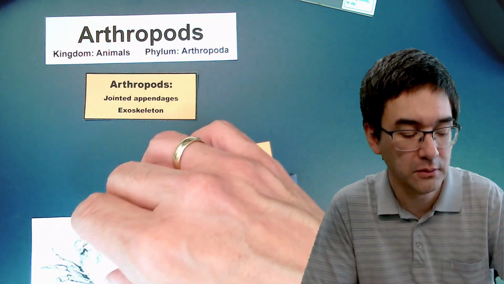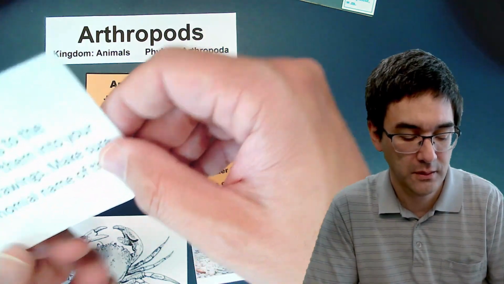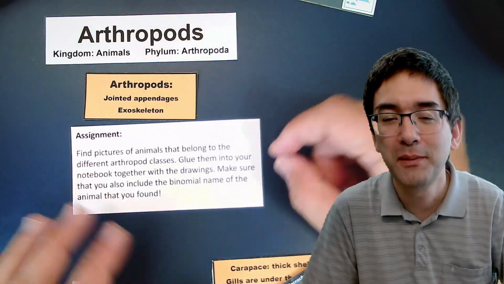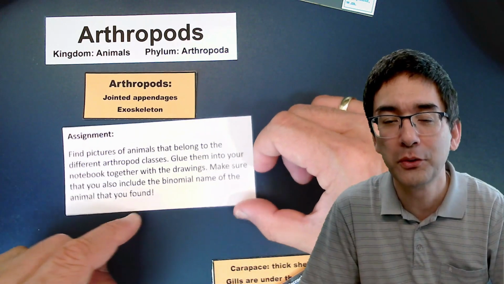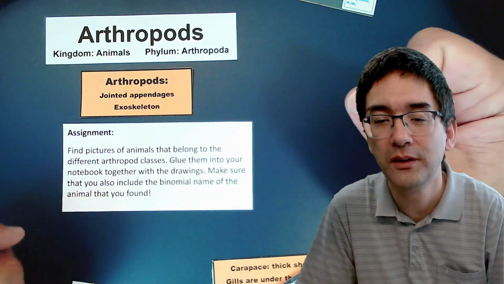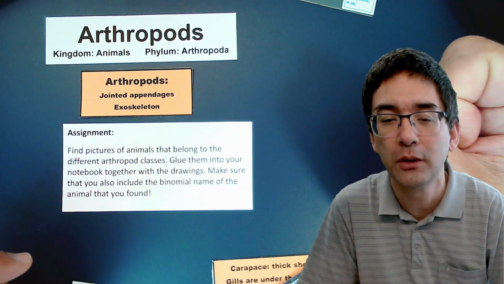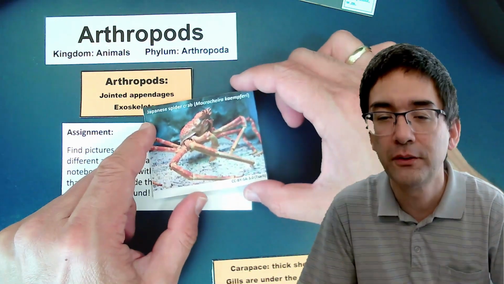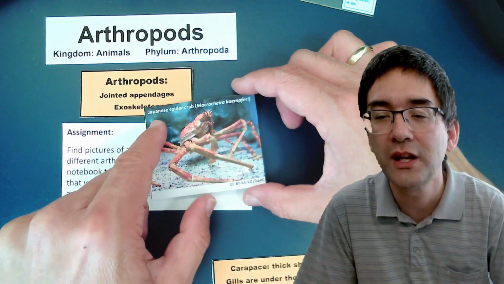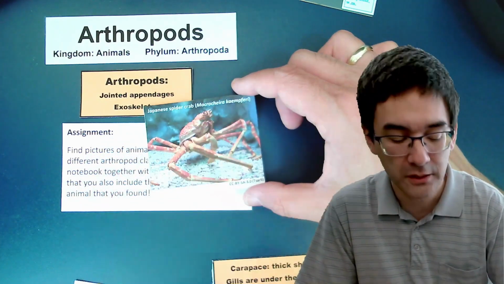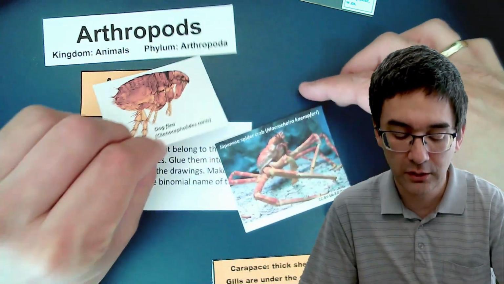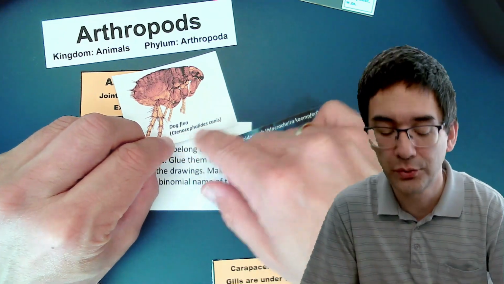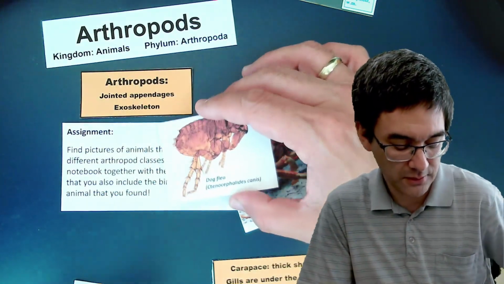And last but not least, look, I even found a little assignment over here. Find pictures of animals that belong to the different arthropod classes, and glue them into your notebook together with the drawings. Make sure that you also include the binomial name of the animal that you found. Actually, I've already done that for myself. Look, I found a picture here of a crustacean and included the binomial name. Over here as well, the dog flea, I've included the binomial name, the genus name, and both together is the species name.